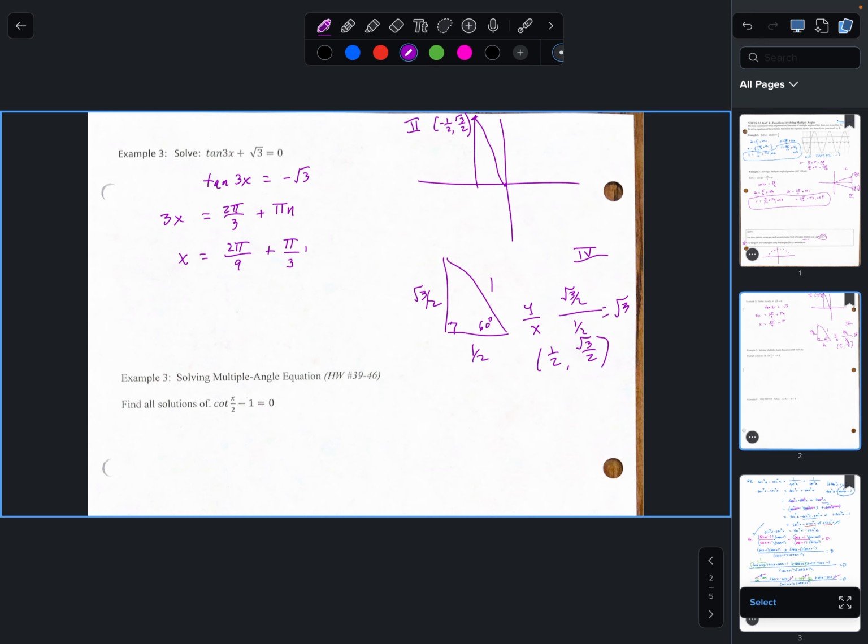And you can write it that way. You can write it where you put the n in the numerator of the fraction. It's the same thing.